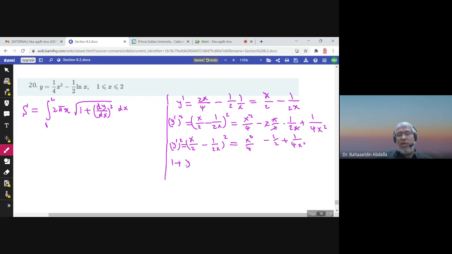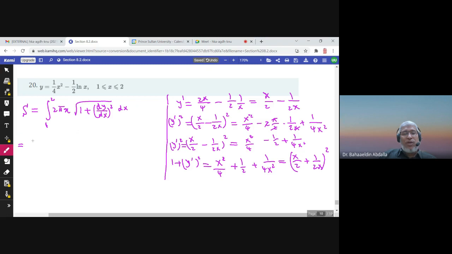Now what would be 1 plus y prime squared? I add 1 to these three terms, and when I add 1, it would be added with the negative half. 1 minus half would be positive half. Then these three terms are the same three terms except with a negative sign, change it to positive. So I have the same perfect square, changing the negative sign to positive. So actually 1 plus y prime squared equals to this. We have seen this in section 8.1. So please, if you need more information, go watch section 8.1 first.